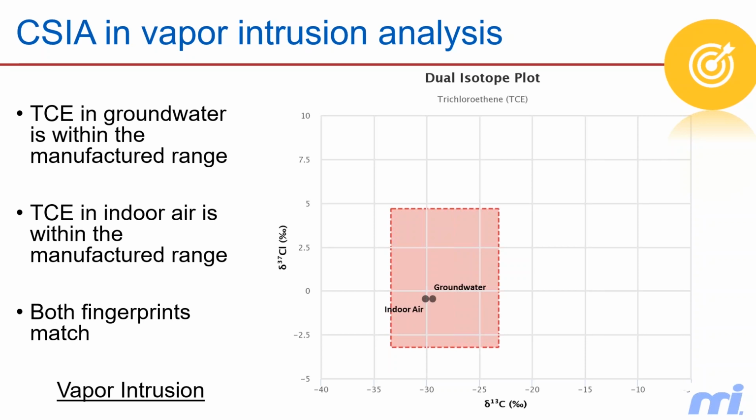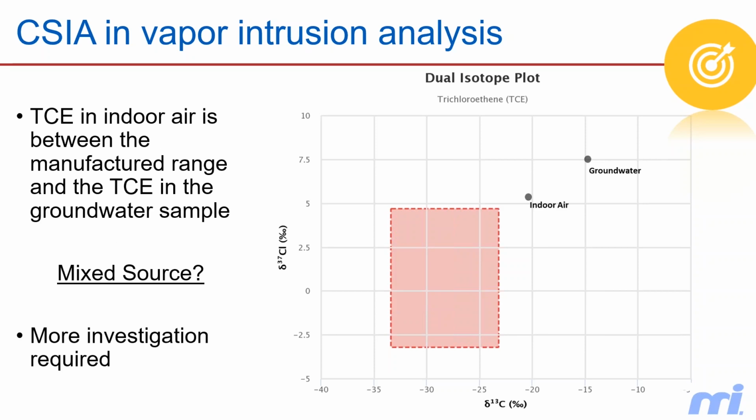What if both of these fingerprints match, but they're within the manufactured range? Well, kind of a similar thing, right? If they're close enough together, then we can say that the fingerprints match. And just because they're both within that manufactured range doesn't mean that it is not vapor intrusion. So in this case, it looks like our groundwater TCE has not undergone very much degradation. And so because it has not undergone very much degradation, we don't have a clear separation, and it appears to match that of the TCE found in the indoor air sample.